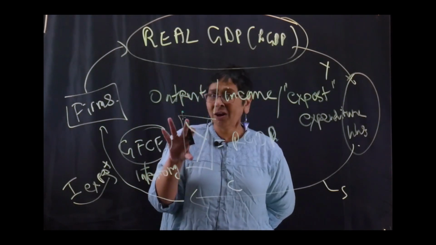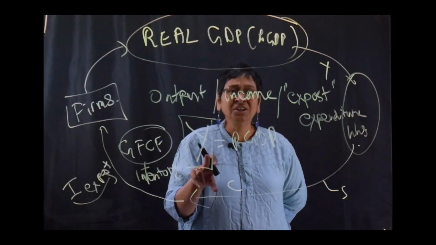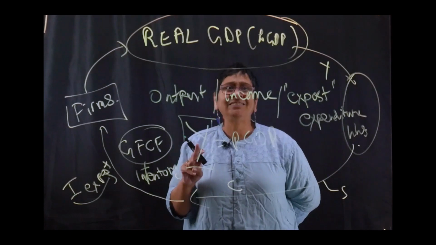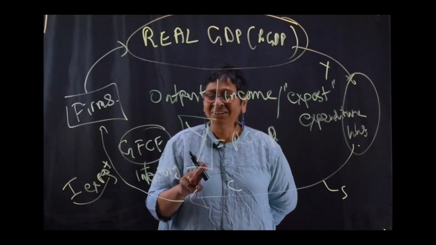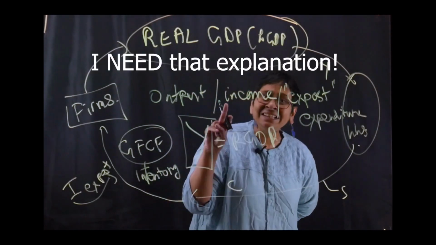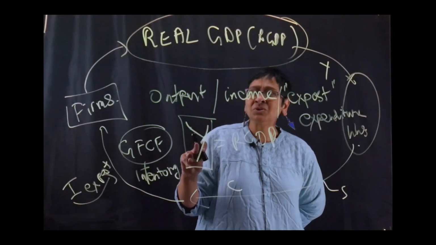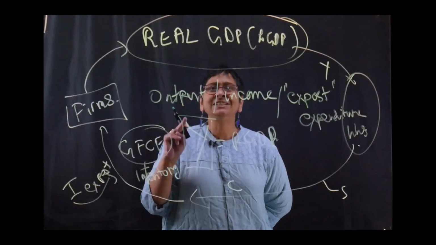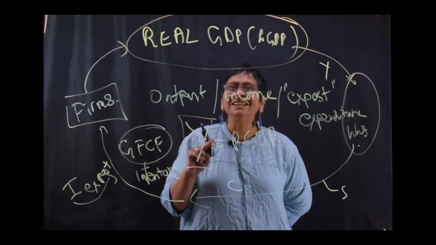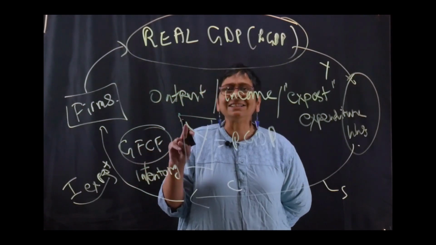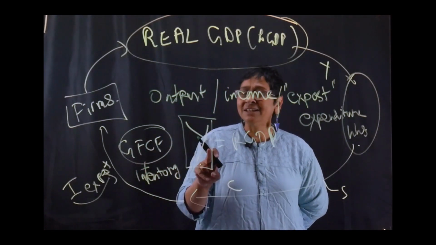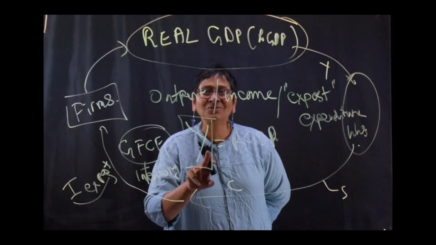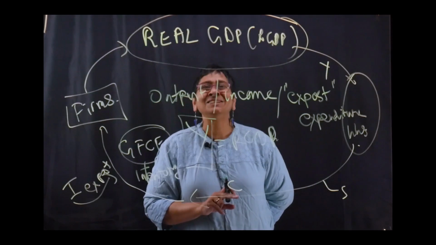So right now, all I've got is our GDP and a circular flow. I still do not have an explanation of what sets Y. And I need that explanation because the level of Y tells me the level of production. It tells me if I've got a recession. It tells me if I've got a boom. It tells me if I've got growth. And it tells me if I'm employing enough people. So we need to figure out what sets Y. And that is what we're going to do.